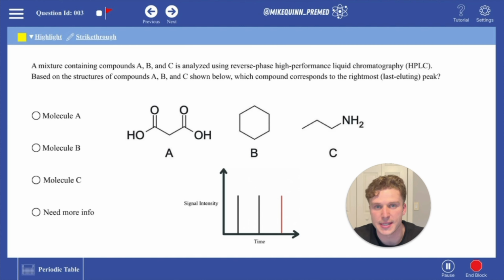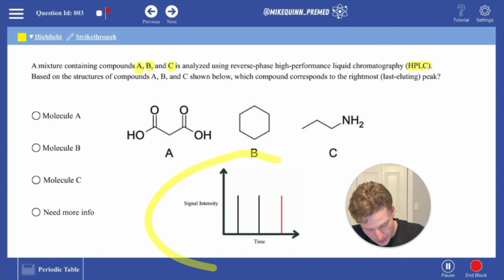Welcome back, guys. Today we have a high yield lab techniques question for the MCAT, and our question today gives us a mixture of compounds A, B, and C. And we are analyzing it using reverse phase high performance liquid chromatography, or HPLC. Based on the structures of compounds A, B, and C shown below, which compound corresponds to the rightmost or last eluting peak on this graph down here?